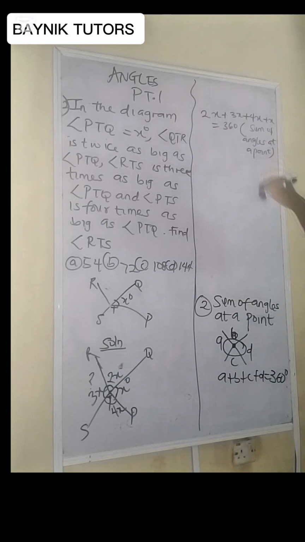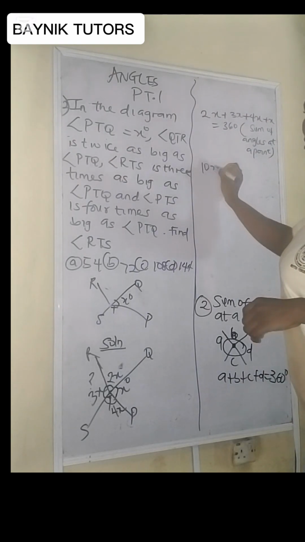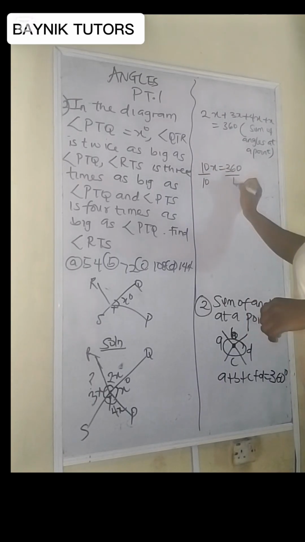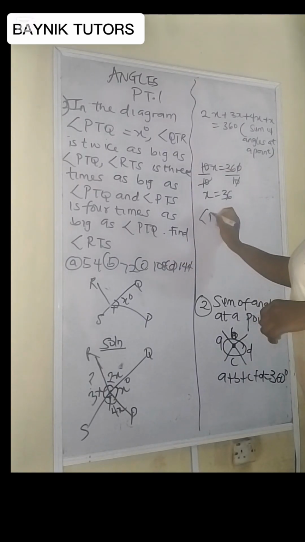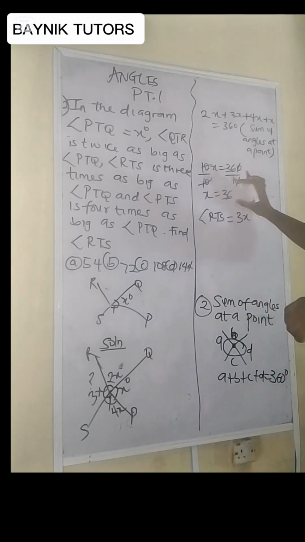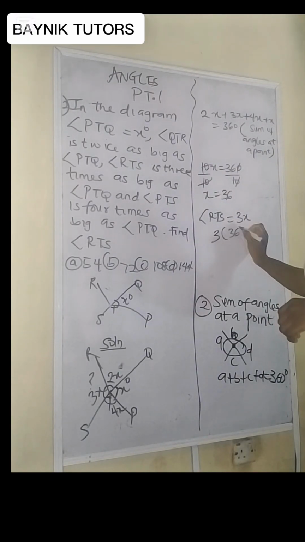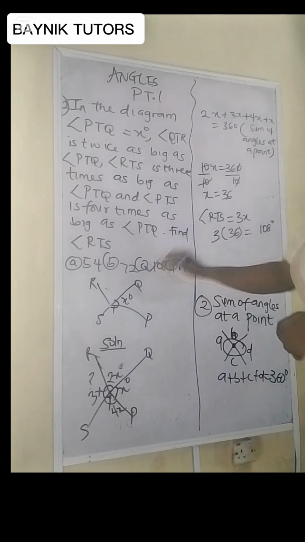So now let's add up. 2x plus 3x is 5x, 9x, 10x. So 10x equals 360. Let's divide both sides by 10. So x equals 36. We have to find angle RTS, which is 3x. So what are you going to do? You substitute 36 for x in this equation. That will be 3 times 36. So our answer is 108 degrees.